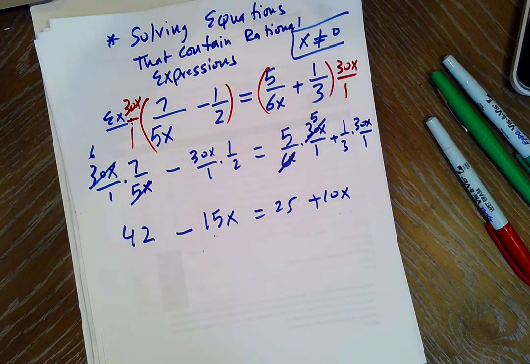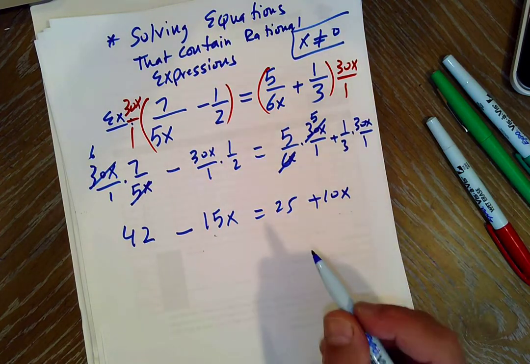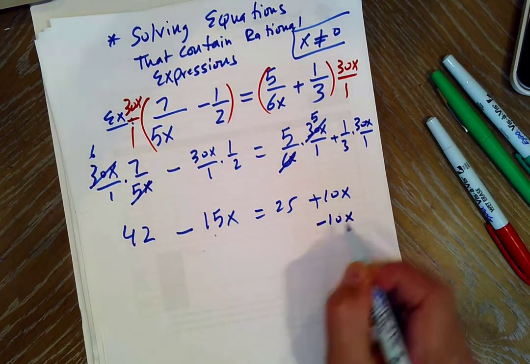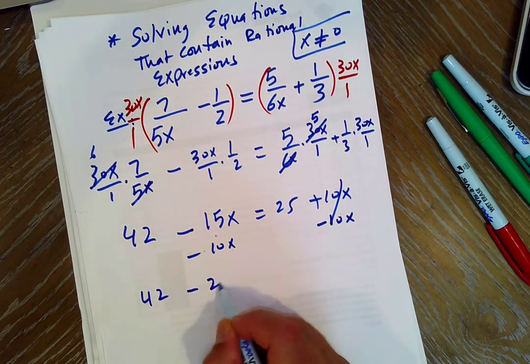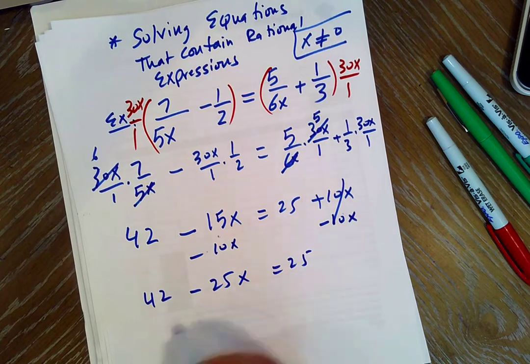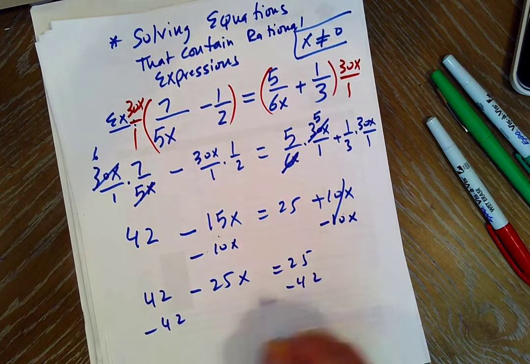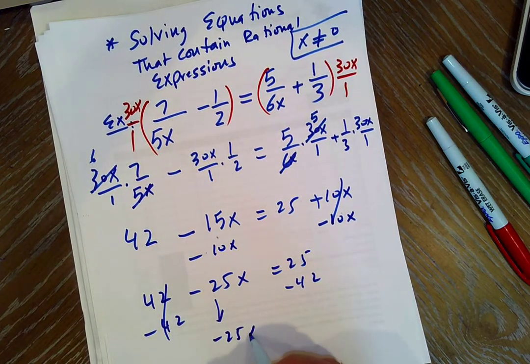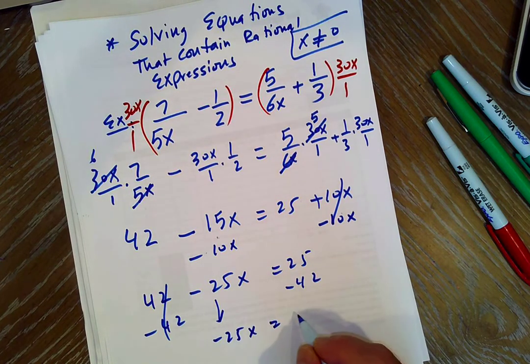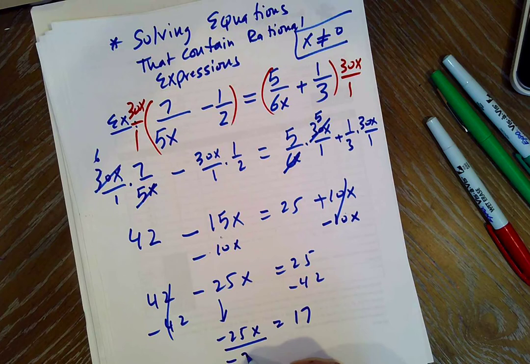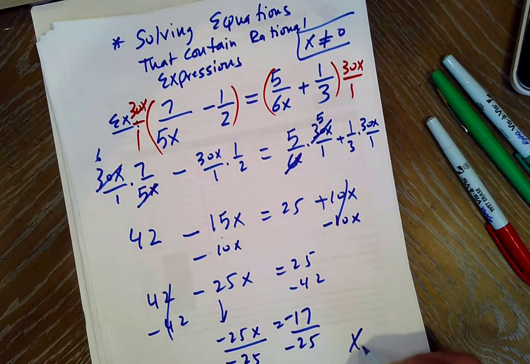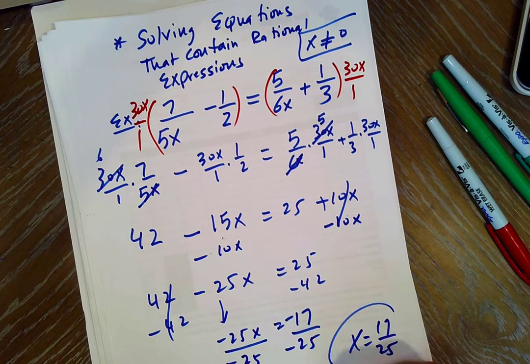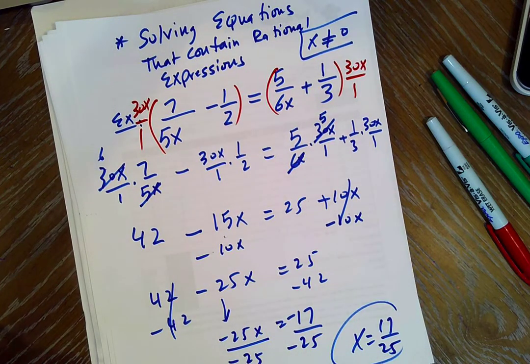Okay, and then you want your letters on one side and your numbers on the opposite side, so minus 10x. So you get 42 minus 25x is 25. Move the 42 over. Negative 25x equals negative 17. Divide by negative 25. It's negative 17 over negative 25, so it's 17 over 25 because the minuses cancel out.